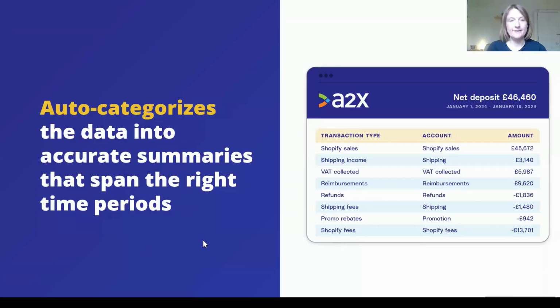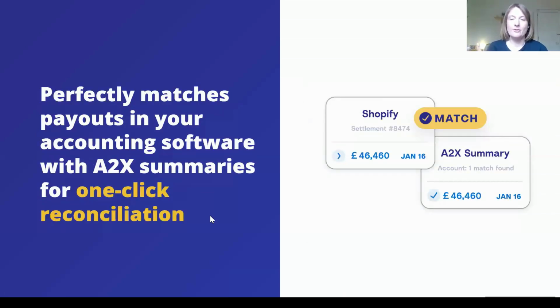It will auto-categorize the data into accurate summaries that span the right time periods. So as we spoke about earlier, a Shopify payment can span 2 months. So A2X will automatically slice and dice it into 2 invoices for you so that all of your sales and expenses are accounted for in the correct month, just to keep your P&L really tight. And again, you'll see them all go to the right places on the chart of accounts. We'll see that in just a second. It will match back. So those Shopify payments, the amount that hit the bank, we've got an example here, will match back to the amount that was deposited that you see on your bank feed.